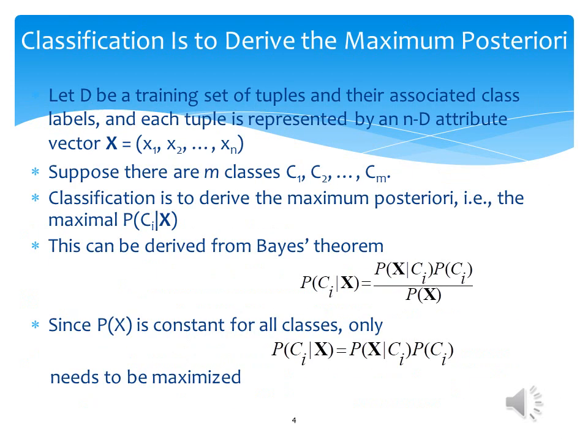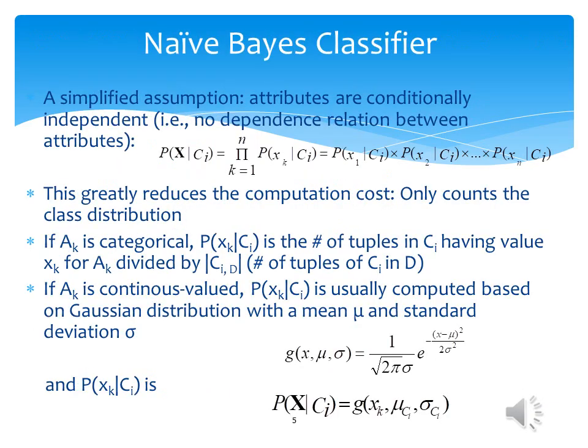When performing classification, we aim to find the class with the maximum posterior probability. Given a training set D and an input tuple X, we use Bayes' theorem to compute P(Ci|X) for each class. Since the evidence P(X) is the same for all classes, we focus on maximizing P(X|Ci) times P(Ci) instead. To simplify computation, the naive Bayes classifier assumes conditional independence between attributes. That is, the value of one attribute does not depend on the others.